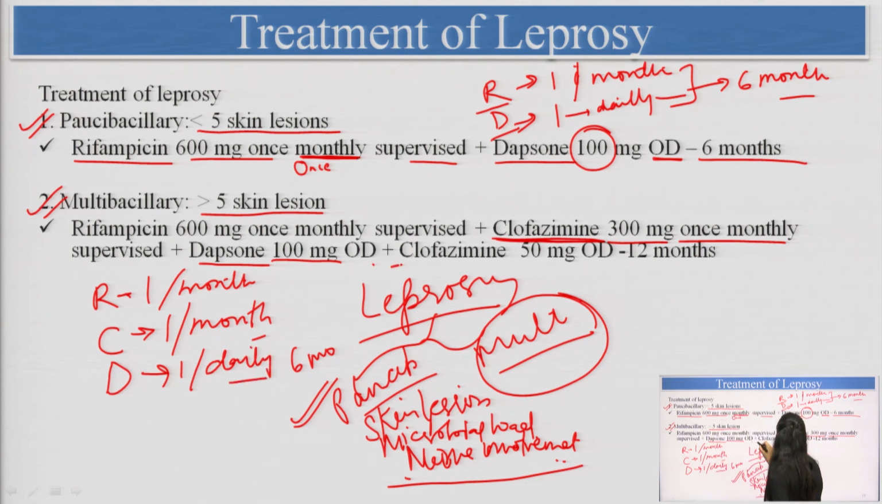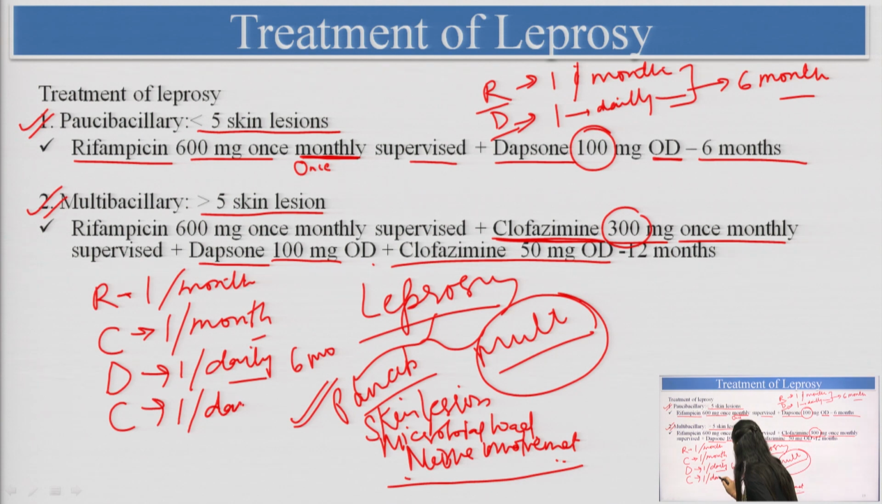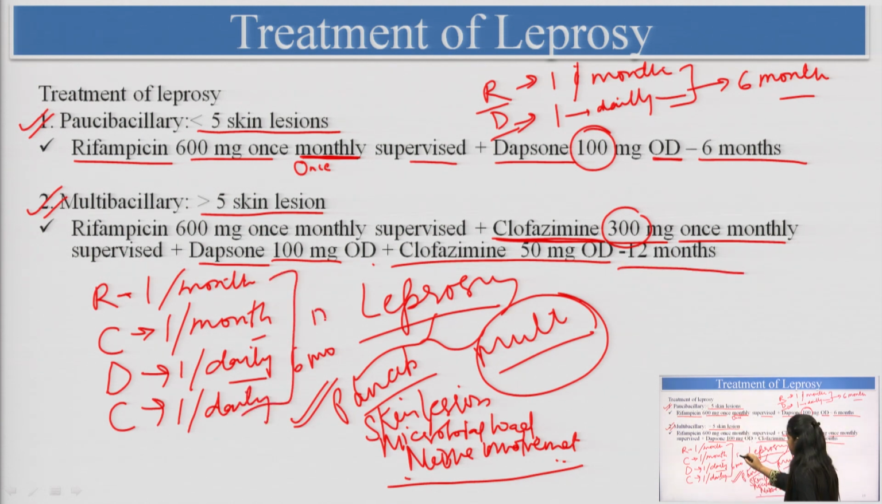and clofazimine 50 mg. So, the dose is different. The first clofazimine, which is given monthly, is 300 mg, and there is another clofazimine formulation we have prescribed here, the 50 mg. This is given on a daily basis, once daily. And for how much duration? It is for 1 year, 12 months. So, this is the combination prescribed for the treatment of multibacillary. Here we can see how the doses vary.